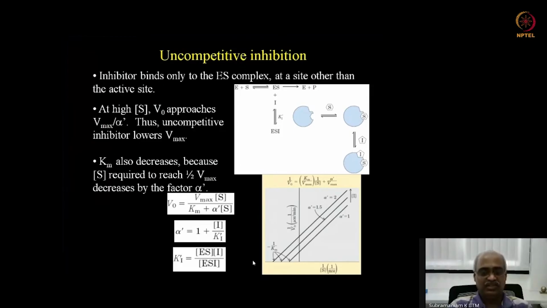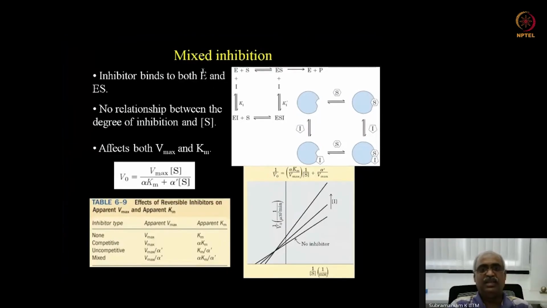Then you have a situation where both are changed. They are called mixed inhibitors, meaning they can bind with the free or the substrate bound enzyme. It can bind with E as well as ES. And therefore, both of these come into play. So you have the competitive situation, that is alpha Km, as well as you have the uncompetitive situation, that is the alpha prime. So the full depth of this kinetics is quite complex, but we are not getting into all those details because it's an introductory course.